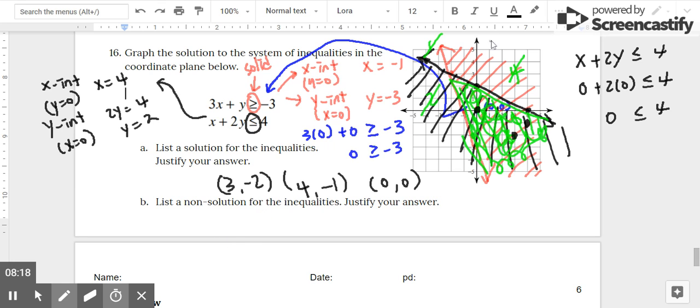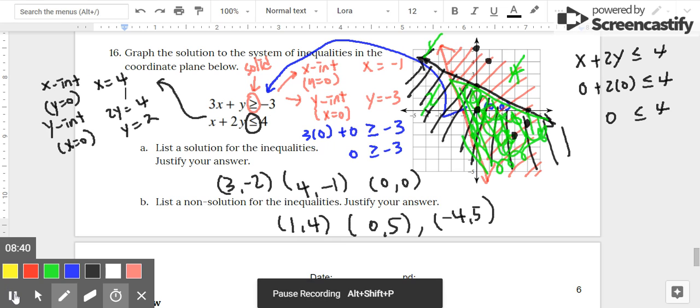List a non-solution, any point which is not in this green region. So it's going to be like this. I'm going to put 1, 4. 1, 4 is not a solution. 0, 5, it's also not a solution. Or -4, 5. Any point which is not in the green region is going to be the answer.